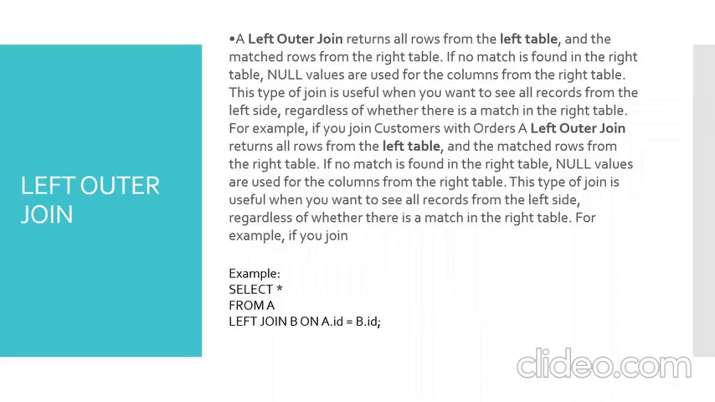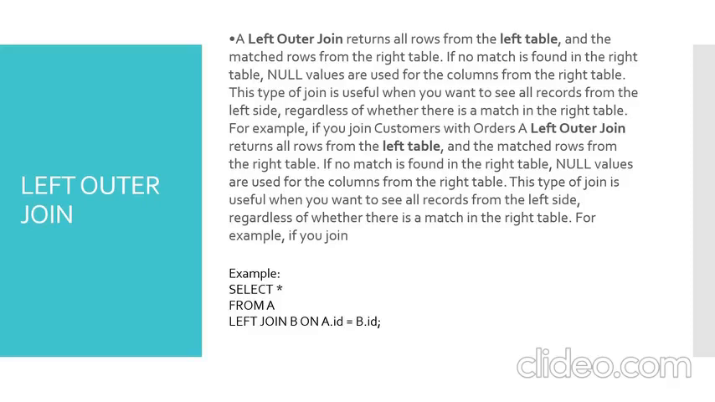A left outer join returns all rows from the left table and matched rows from the right table. If no match is found in the right table, null values are used for columns from the right table. For example, if data doesn't match in the right table, it will return null, meaning it will put null in the right table. This type of join is useful when you want to see all records from the left side, regardless of whether there is a match in the right table.